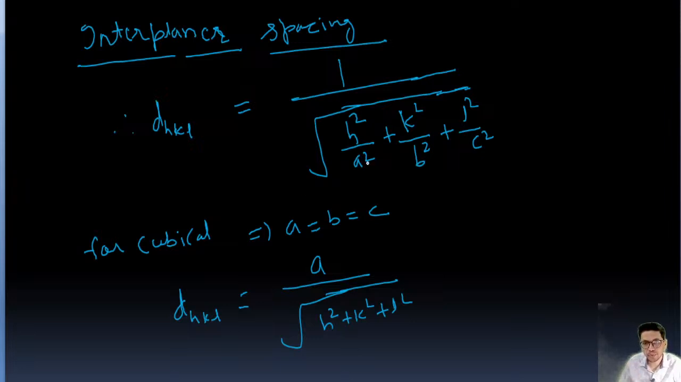Because if you put A equal to B equal to C, this is going to be A square, this is going to be A square, this is going to be A square, right? So A square will be the LCM, and this A square will go in the numerator, and the root of A square is A, right? So DHKL for cubical structure is A upon root of H square plus K square plus L square. Very important formula. These two are very important formulas for interplanar spacing, DHKL. This one is when A, B, C are not equal, and this is when A, B, C are equal. Both formulas are important.